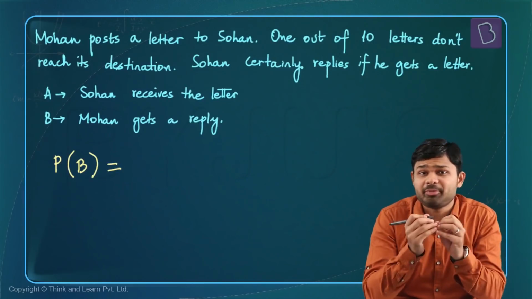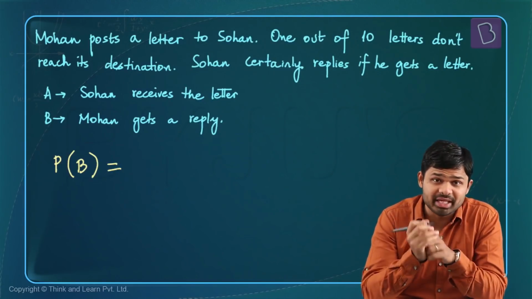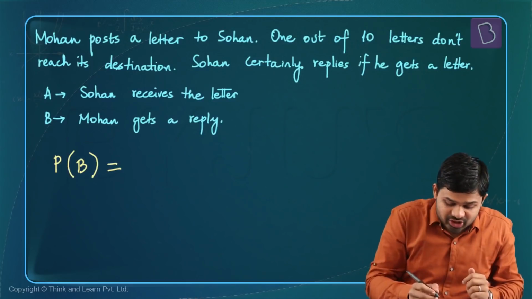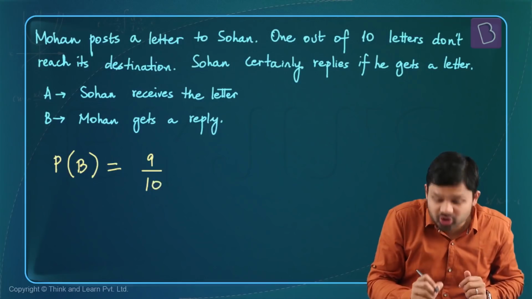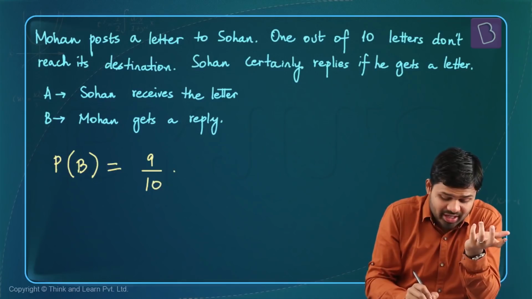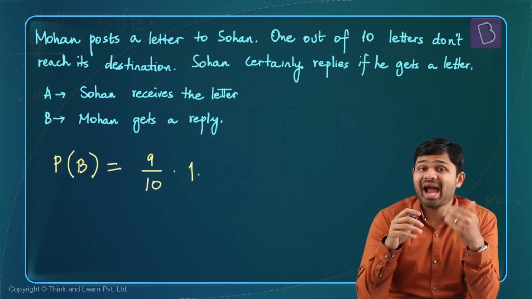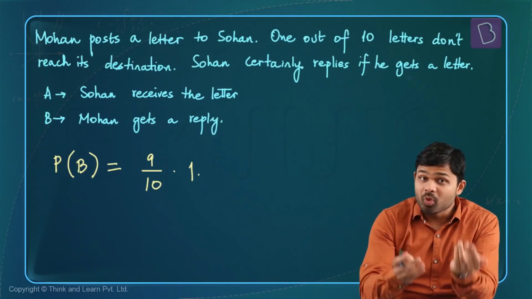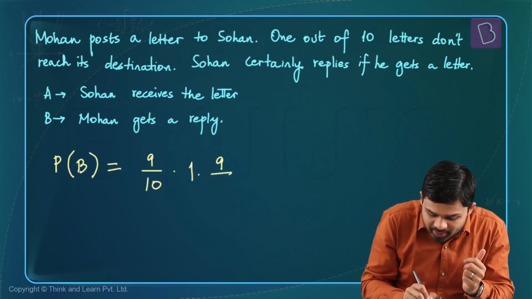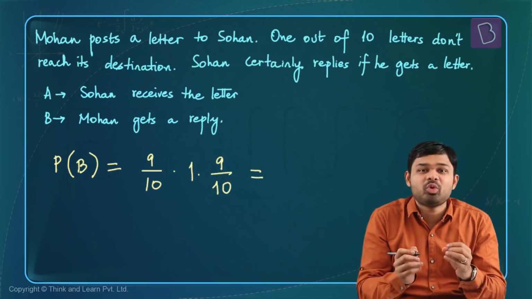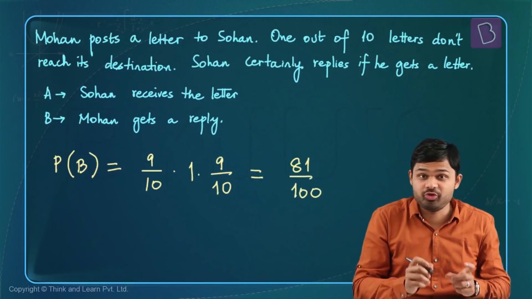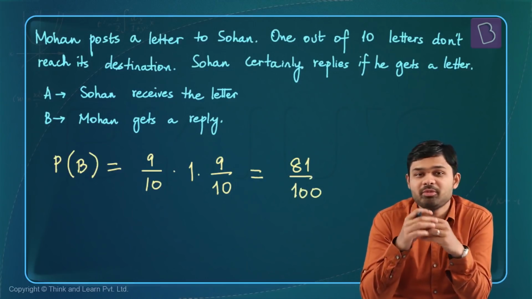So initially, the probability of B will be the probability that Sohan receives the letter. Well, that's going to be 9 out of 10 times he's going to receive the letter. The probability that Sohan writes a reply is 1, he's always going to write a reply. And the probability that Mohan gets the letter, again 9 out of 10 letters will reach its destination, so it's going to be 9 out of 10. So the probability that Mohan gets a reply is going to be 81 over 100. So this is how you are going to find out the probability of B.